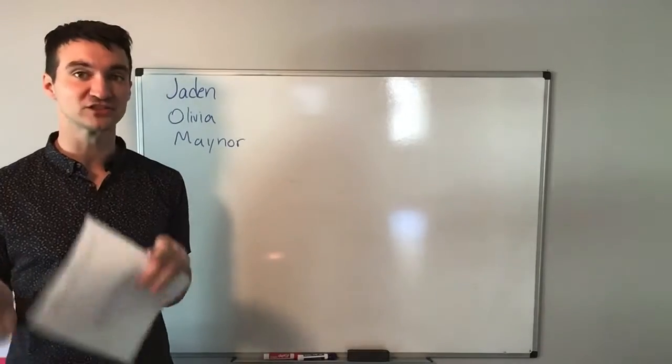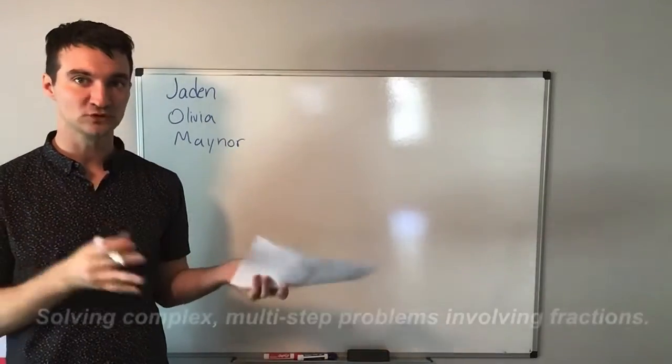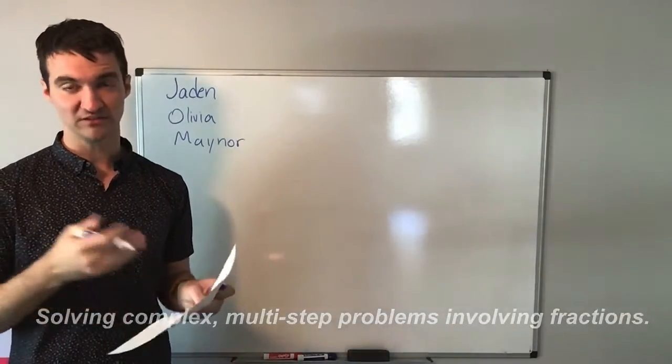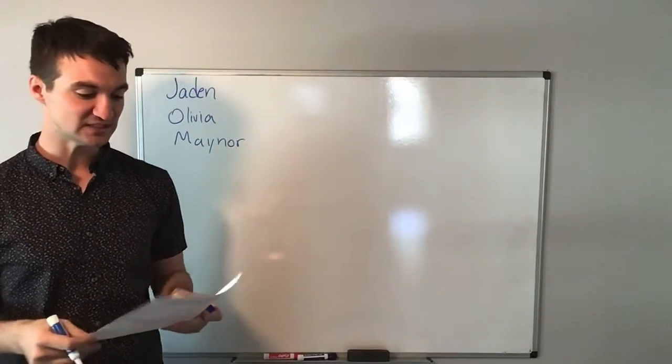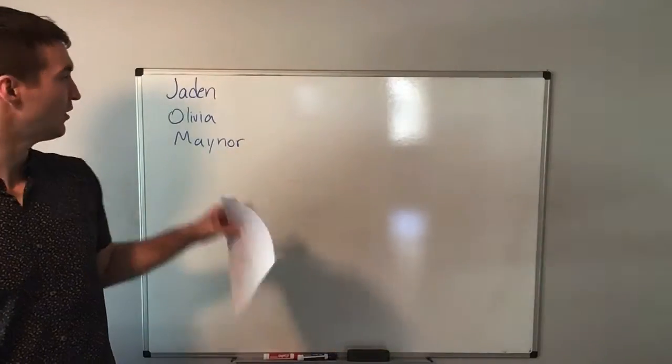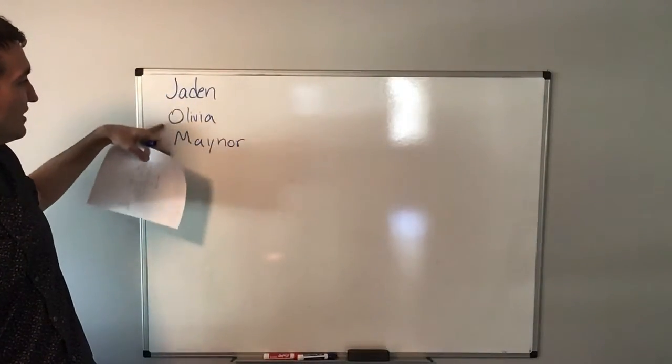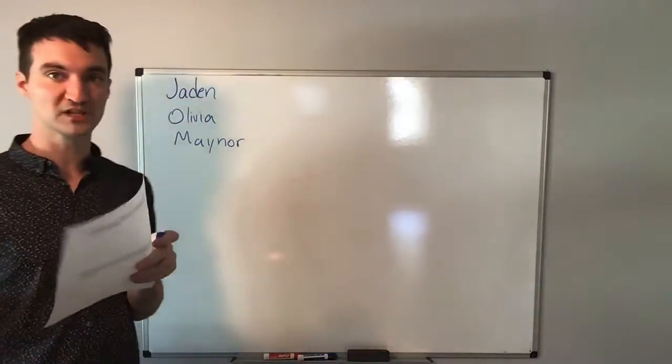Today we're going to talk about solving complex multi-step problems. It's going to involve some fractions, and we're going to be using a measurement of distance. For this first problem, we're going to be talking about three people, three names: Jaden, Olivia, and Maynard. They're all students in my homeroom class.